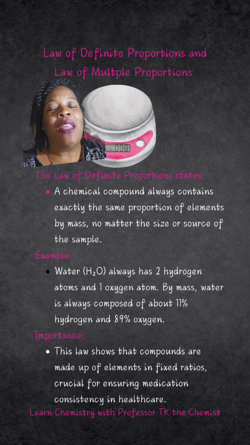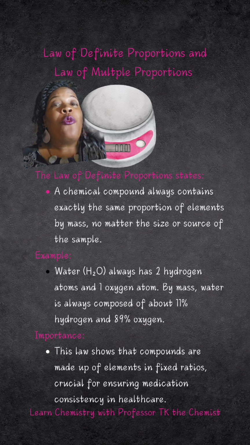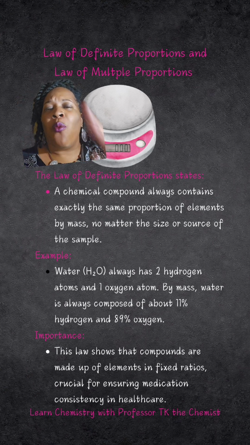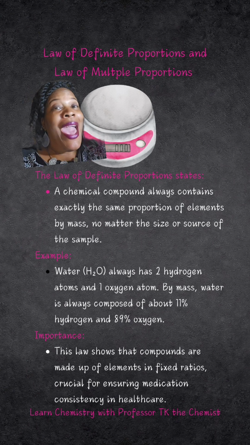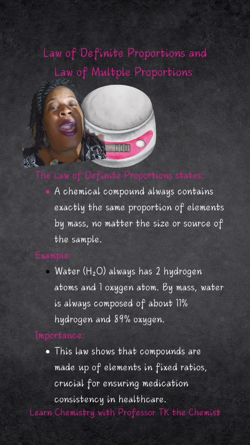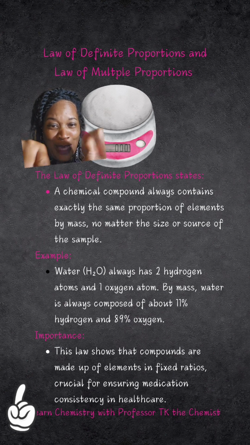So the definition of the law of definite proportions states that a chemical compound always contains exactly the same proportion of elements by mass, no matter the size or source of the sample. So for instance, if we were looking at water, you know the formula for water is H2O. It always has 2 hydrogen atoms and 1 oxygen atom. By mass, water is always composed of 11% hydrogen and 89% oxygen. Now, why is this important? Read that little statement right there, okay?